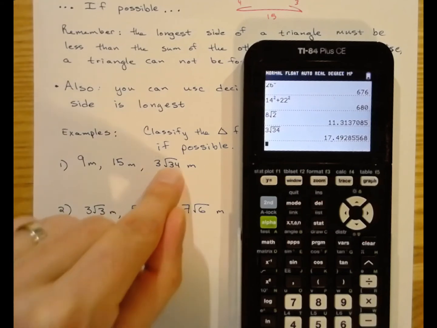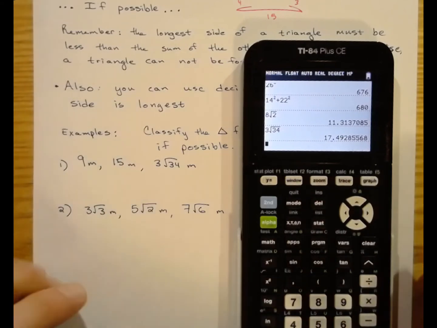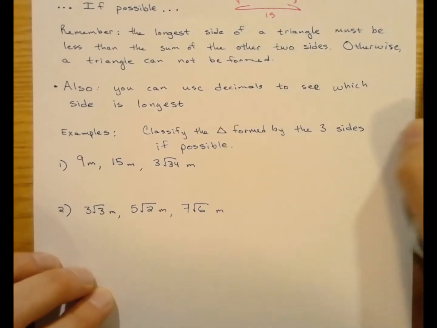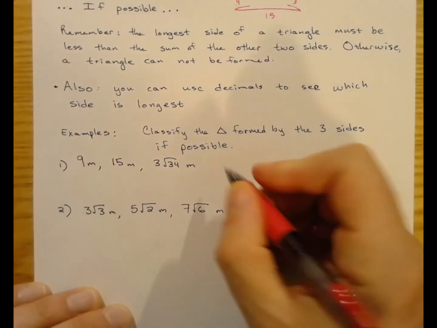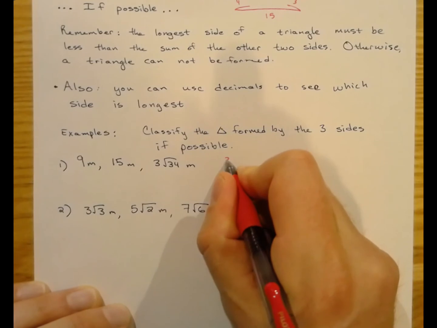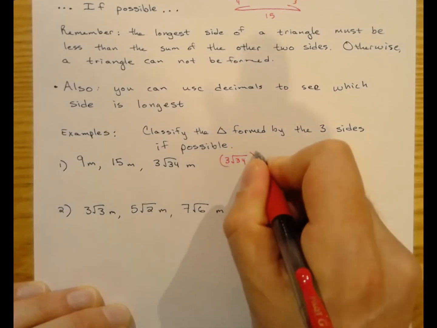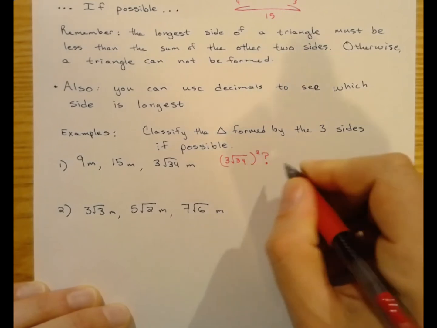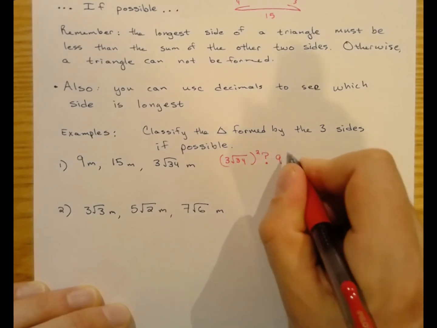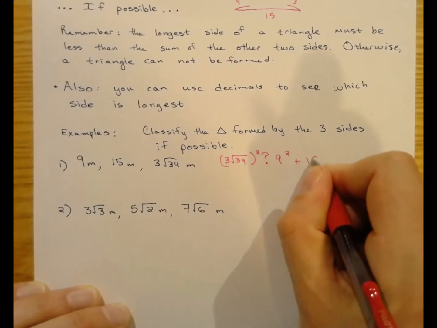So it's definitely a triangle. And I know that 3 root 34 is the longest side. So I've determined which is the longest side. It's time to now square the longest side and compare that to the sum of the squares of the other two sides.